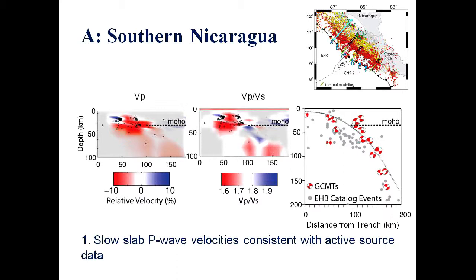The first thing we notice here is that there's just a lot of red. Slow slab P wave velocities. So this is actually pretty consistent with the active source data. So this down here is oceanic mantle. We see low P wave velocities. What we don't see is a really fast slab. So what we should see is a nice big blue slab-like structure that looks like subducting oceanic lithosphere.